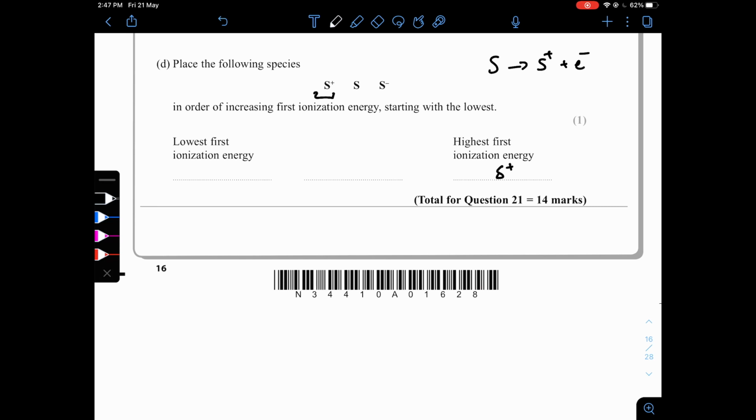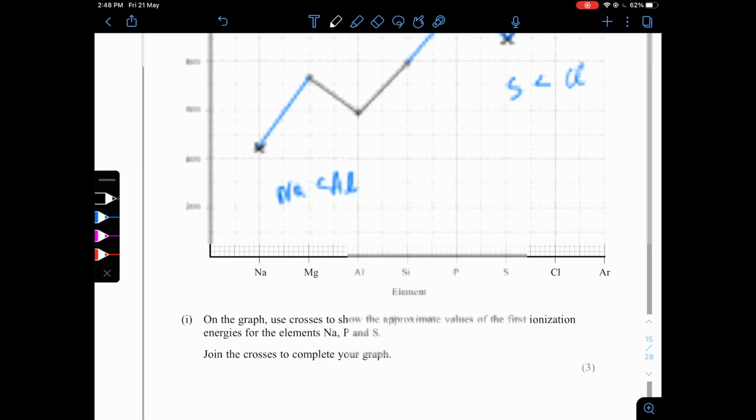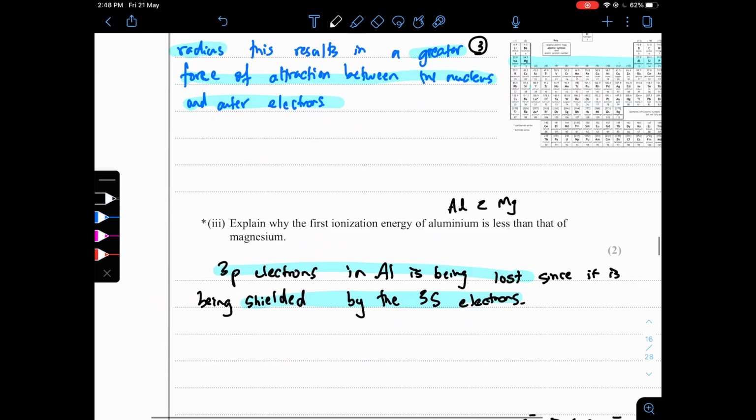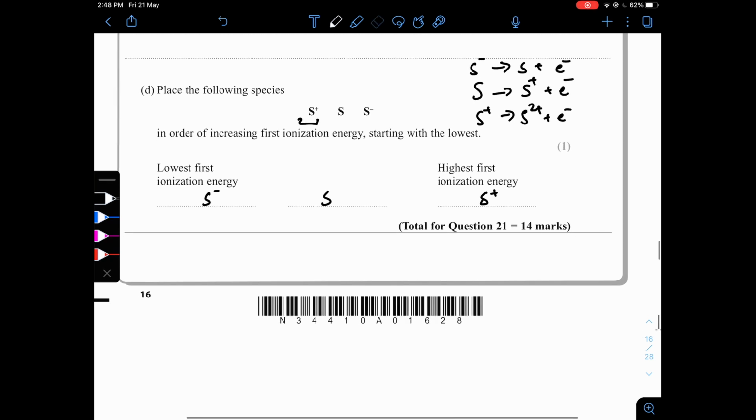So S plus would have the highest, because we're going from S plus to S 2 plus plus e minus, and we know that S minus goes to S plus e minus. So we can already see that S minus has to be the lowest, S has to be above S minus, and the last one has to be greatest, because removing another mole of electrons requires more energy than what we started with. So S minus lowest, S in the middle, S plus highest ionization energy.